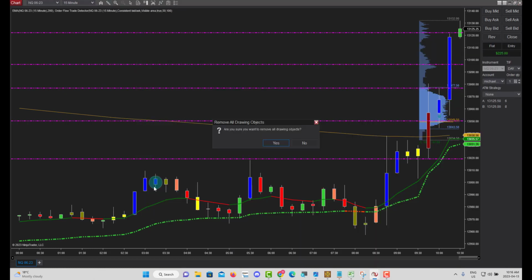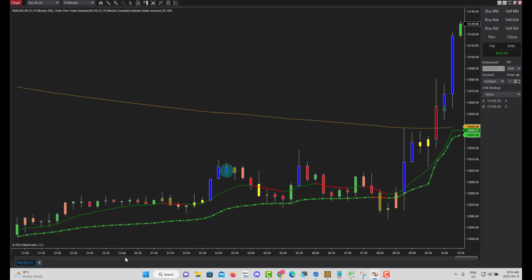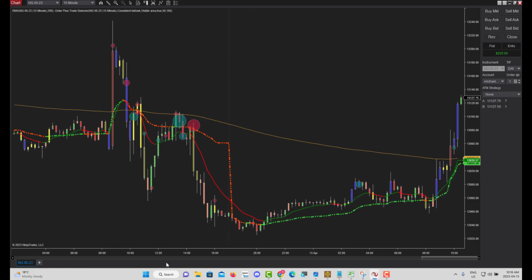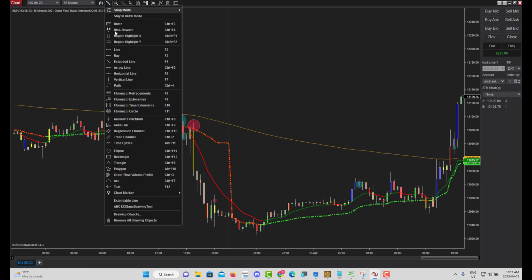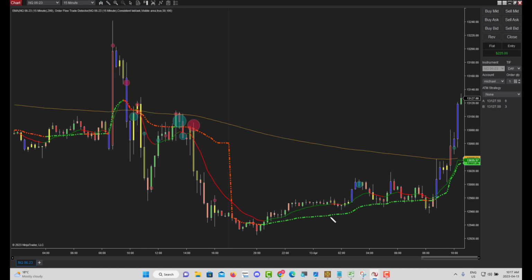Now what I'll do is I'm going to get rid of all drawing objects. Okay? And then what you do, see, it was always moving up today. So it's a little harder here. But what you can do, where you see the consolidation right here, create a rectangle. Okay. I'll use that one. I'm going to copy it.